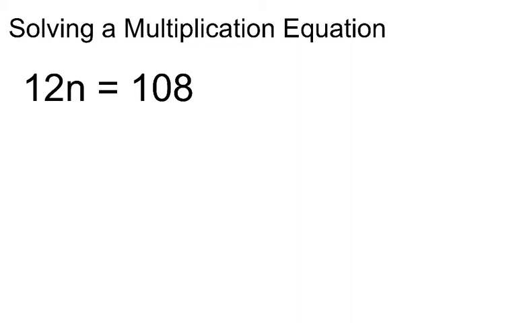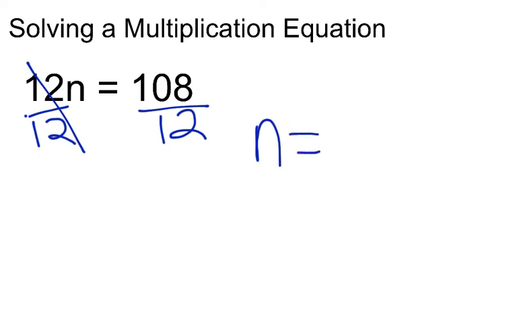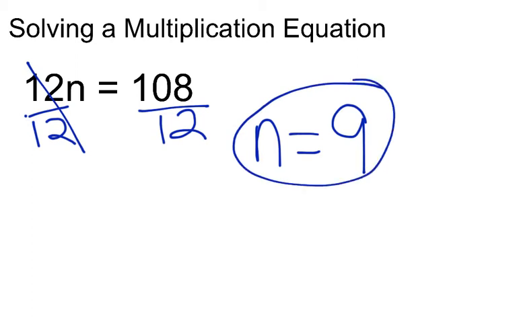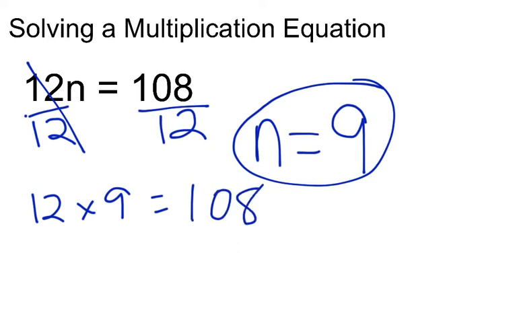Okay, so let's solve this one together. So we have 12 times n equals 108. Well, I'm multiplying, so I need to do the inverse operation, which we remember the inverse of multiplication is division. So I need to divide to isolate my n. In order to do that, I need to divide by 12, which means I need to divide 108 by 12. That leaves me with n equals 9. And I need to check, is 12 times 9 108? Yes, it is. So that works out.